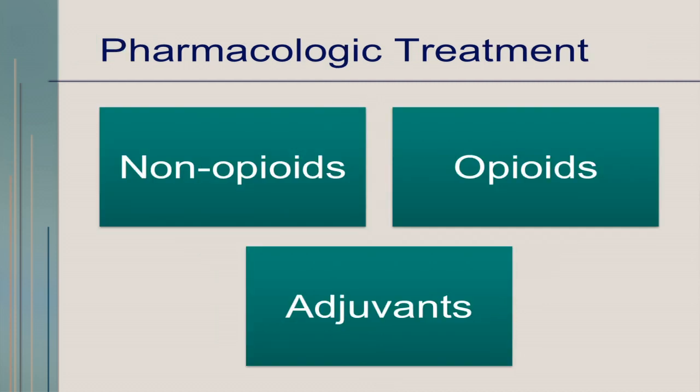In the pharmacologic treatment category, non-opioid medications such as acetaminophen, aspirin, and ibuprofen are available. Tylenol is the number one recommended non-opioid analgesic by the American Geriatric Society. Staying below 4 grams daily is recommended as well. Ibuprofen and other non-steroidal anti-inflammatory medications pose a much greater risk, as they can cause gastrointestinal bleed and kidney failure and should be avoided in our older adults.